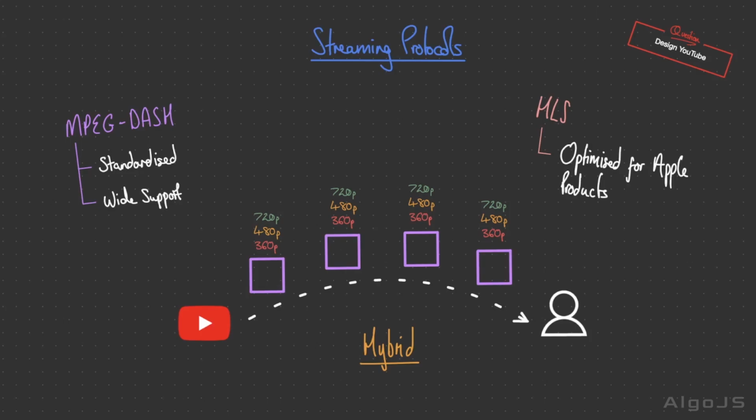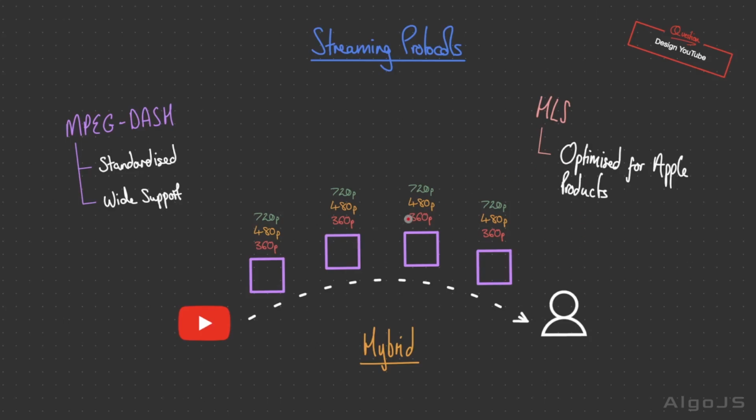So we're going to look at two of the most common ones. We have MPEG-DASH, which is dynamic adaptive streaming over HTTP, and we also have HLS, which is HTTP live streaming. Now, both these protocols provide us with the ability to divide videos into smaller segments or chunks, each encoded at different bit rates, as you can see here.